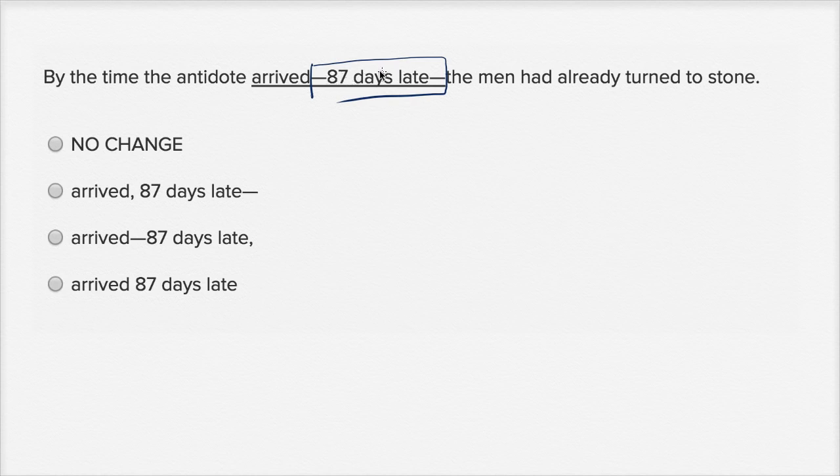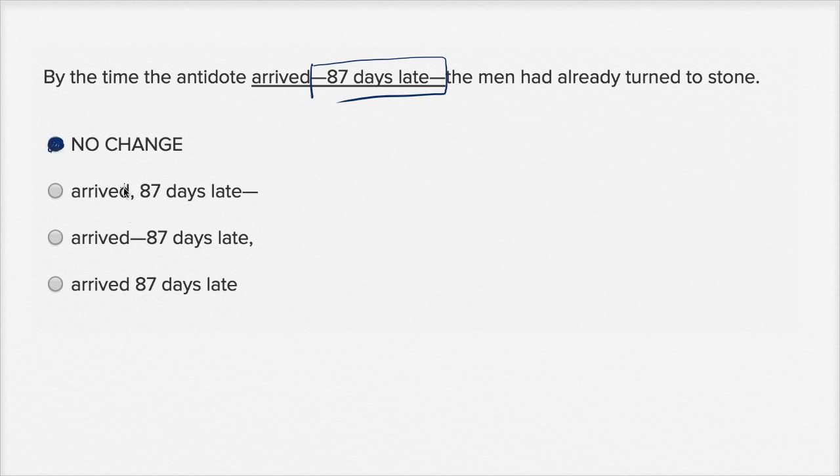So this parenthetical, it seems like a good place to do it, and it seems good to do it with dashes. This 87 days late, hey, that's a pretty strong thing that you would want to insert in there to add some important context to the sentence, and you'd want the dash on both sides. So I like it the way that it's written.